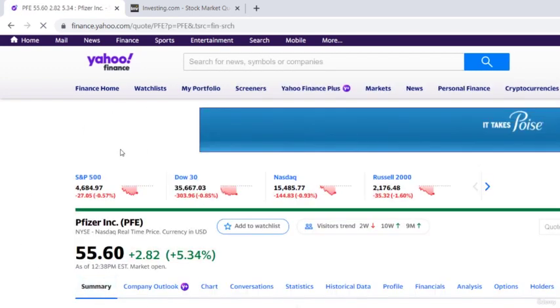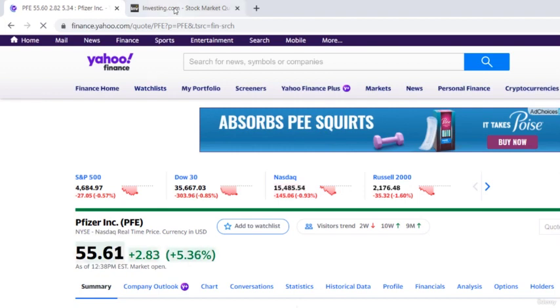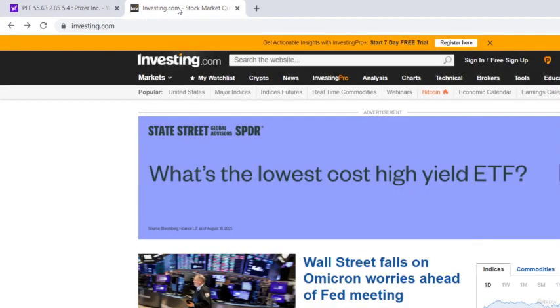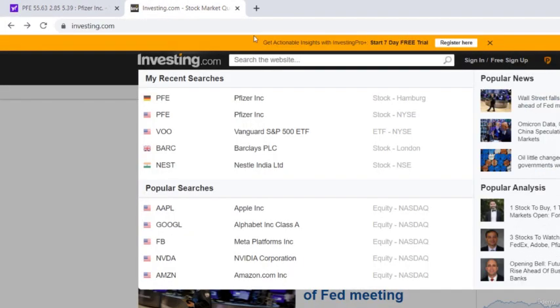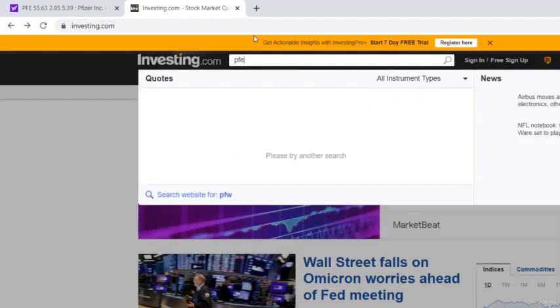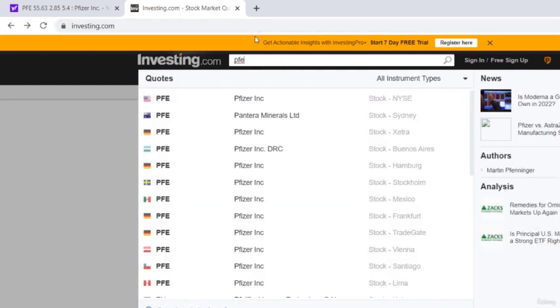Another good site that's easy to use too is investing.com, and I'm just going to go there real quick. You just put in the same thing, PFE or Pfizer, and it'll bring it up. One nice thing about investing.com is they actually cover more currencies and different stock exchanges than Yahoo Finance. So you can see this is Pfizer PFE, but it's on different stock exchanges, the New York Stock Exchange, Buenos Aires, Stockholm, Hamburg, all this different stuff.